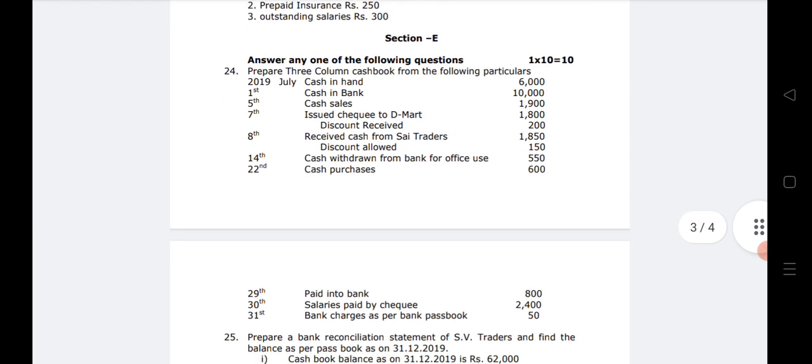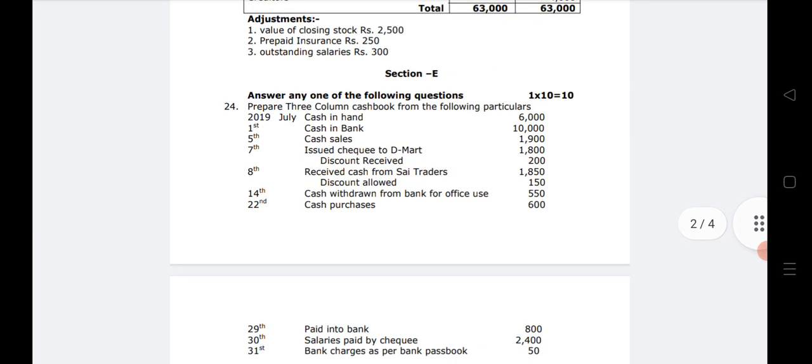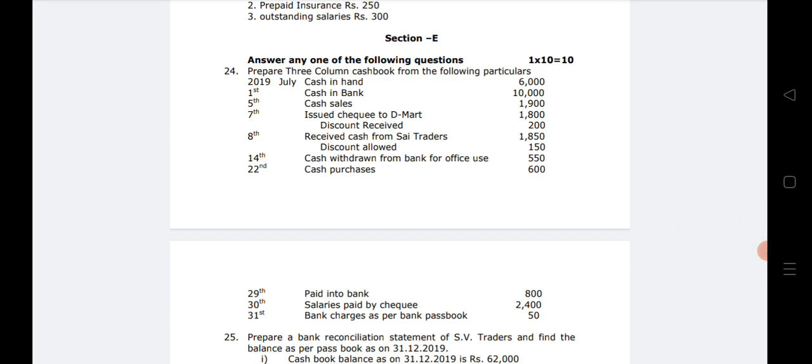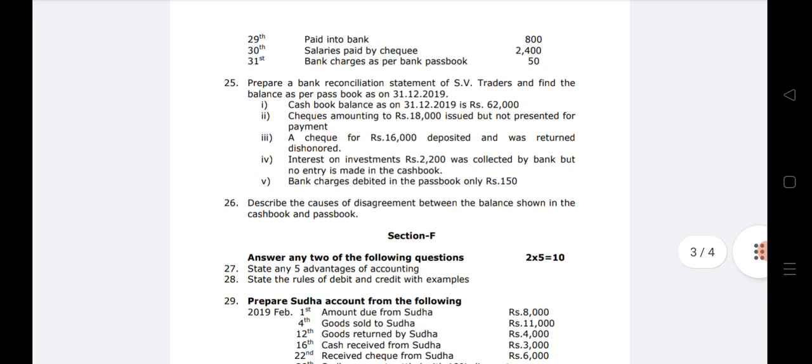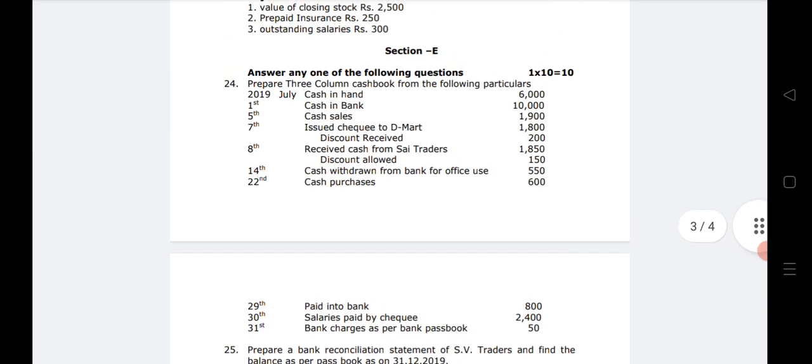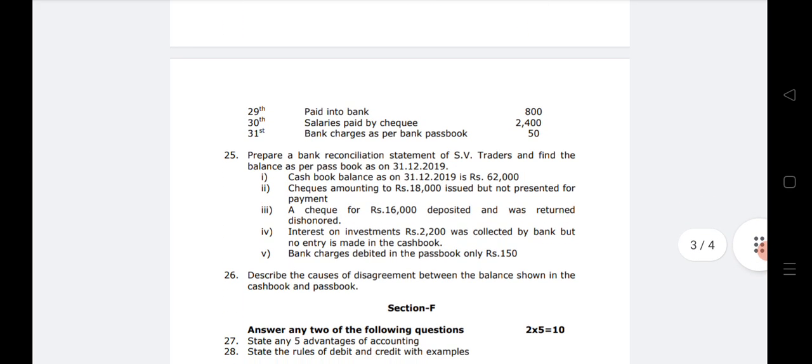Next is triple column, a very important question for 10 marks. If you practice this question and also the last 3 years' triple column problems, it will give you 10 marks. BRS you can leave as an option, because you answer any one question out of 3 questions.